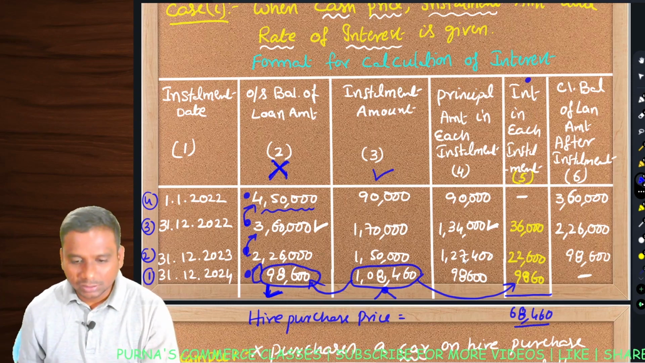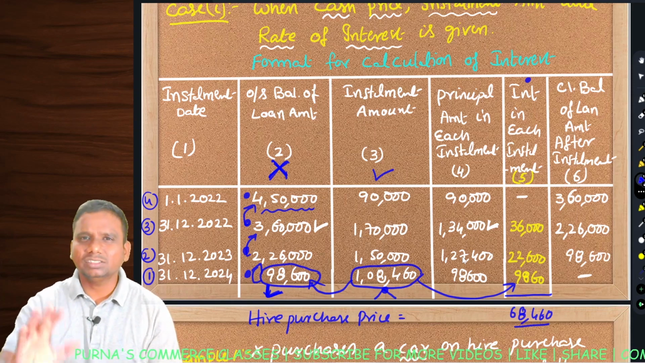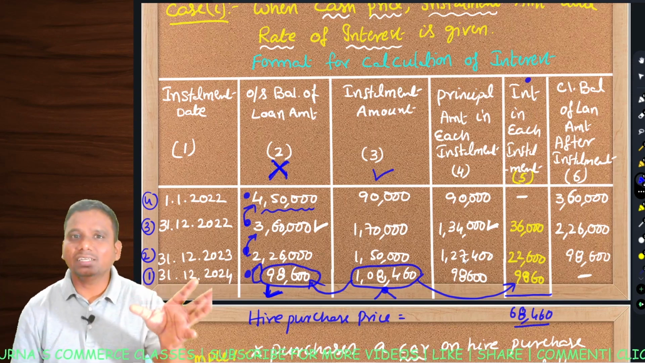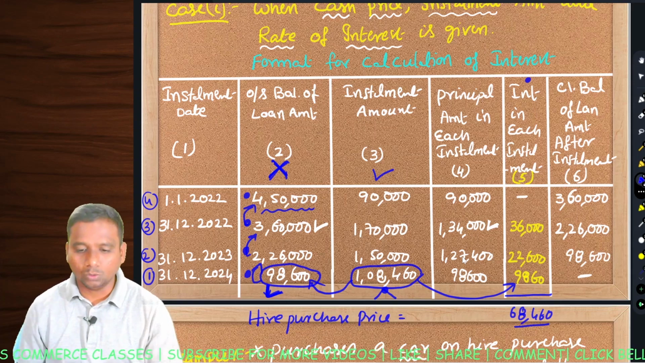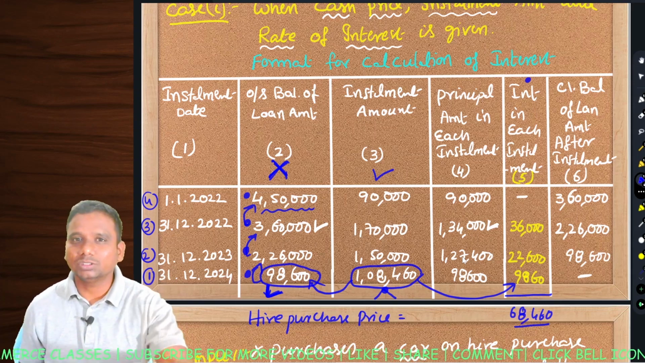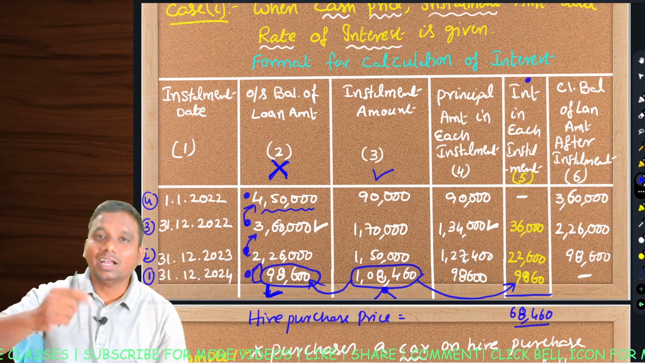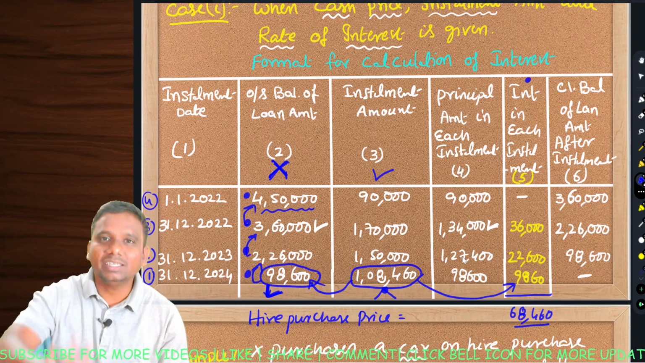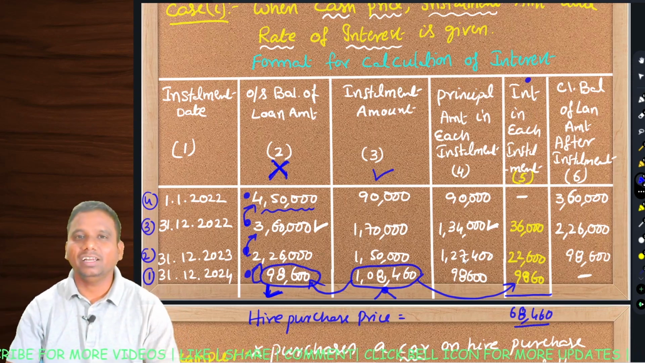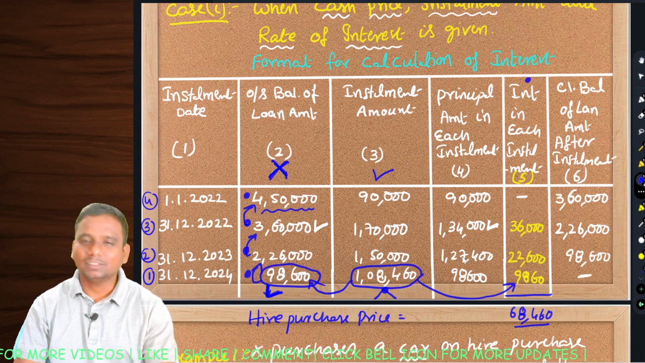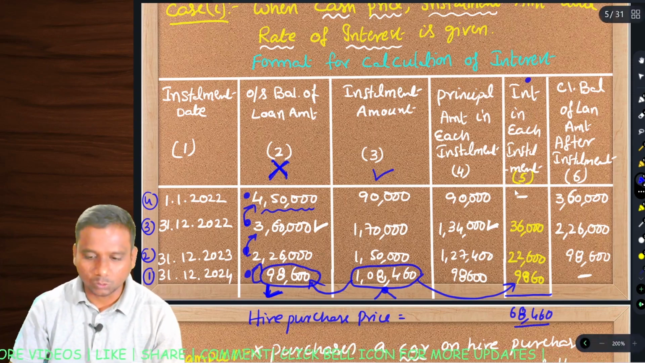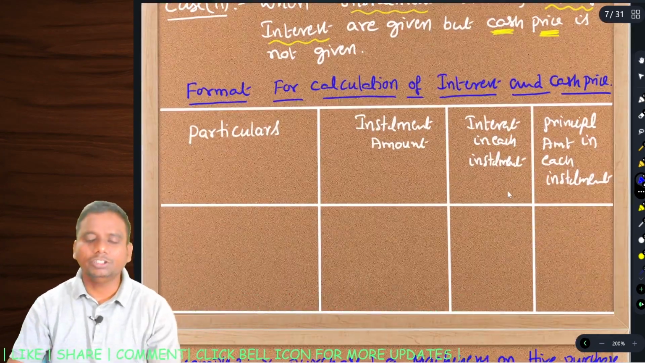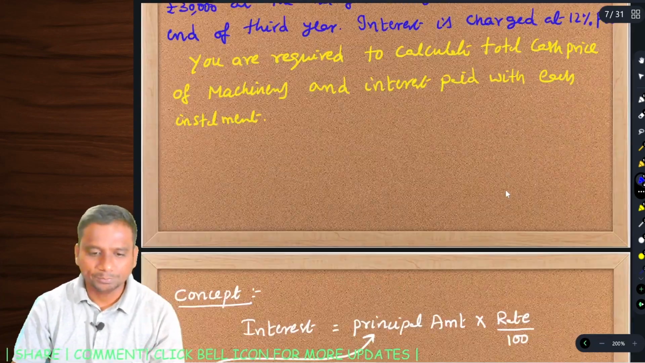Now you can ask one thing, sir, this 1,08,460, generally interest is calculated on what amount? Outstanding amount. But outstanding amount we don't know. But we know only one thing: installment includes interest. If you can identify how much interest is included in the installment, then we can segregate principal portion and interest portion. Now we work on this concept. Okay, now look, everybody. For this we should follow this format.